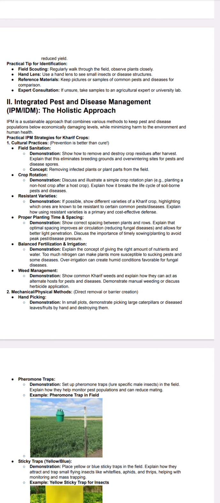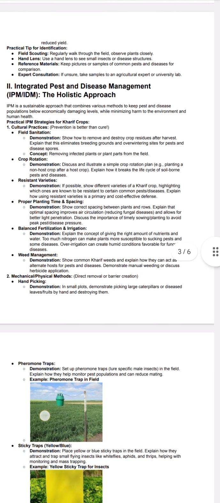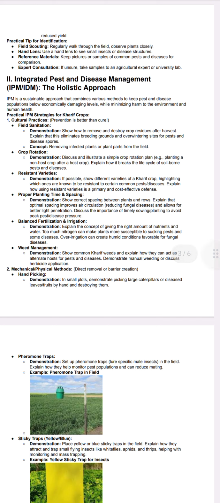Another thing is integrated pest and disease management, IPM or IDM, the holistic approach we need to take up. IPM, integrated pest management, is a sustainable approach that combines various methods to keep pest and disease populations below the economic injury level while minimizing harm to the environment and human health. Practical IPM strategies for kharif crops are cultural practices, mechanical or physical practices, and biological practices.